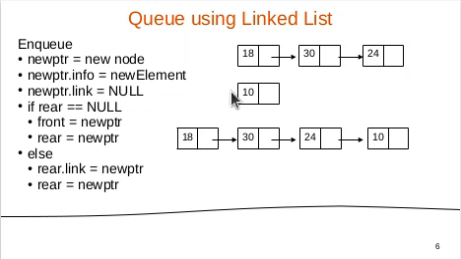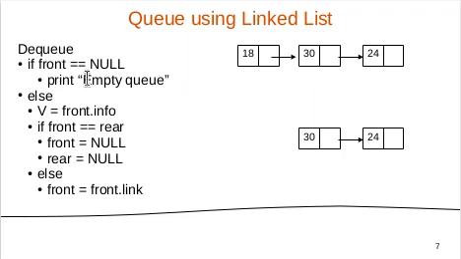So this will be the new, this will be the new rear, and here this will be the previous rear. Previous rear's link will store the address of new ptr, and new ptr will be the new rear. So this way we can insert one item in linked list.